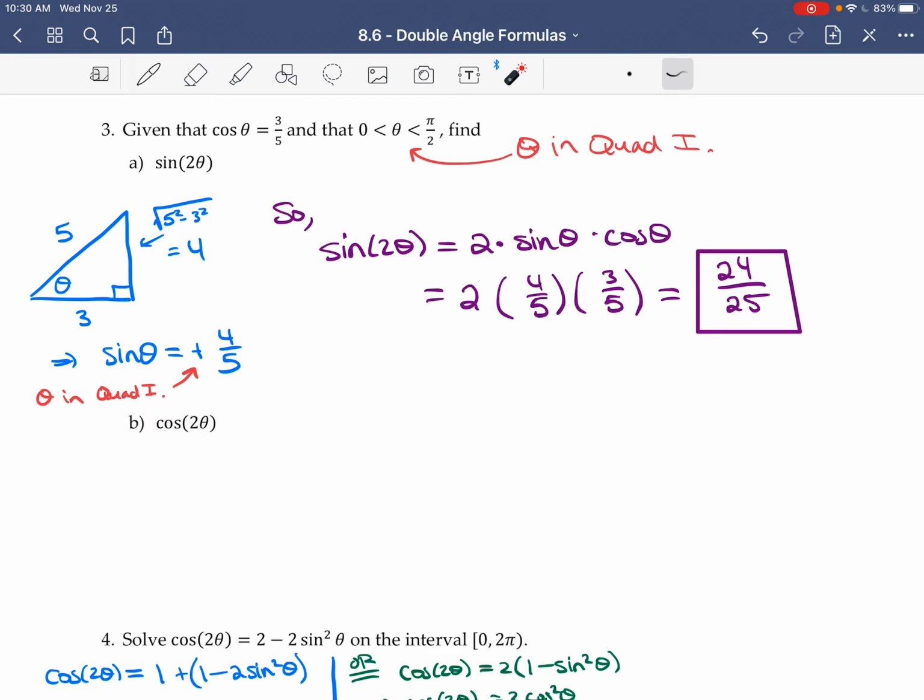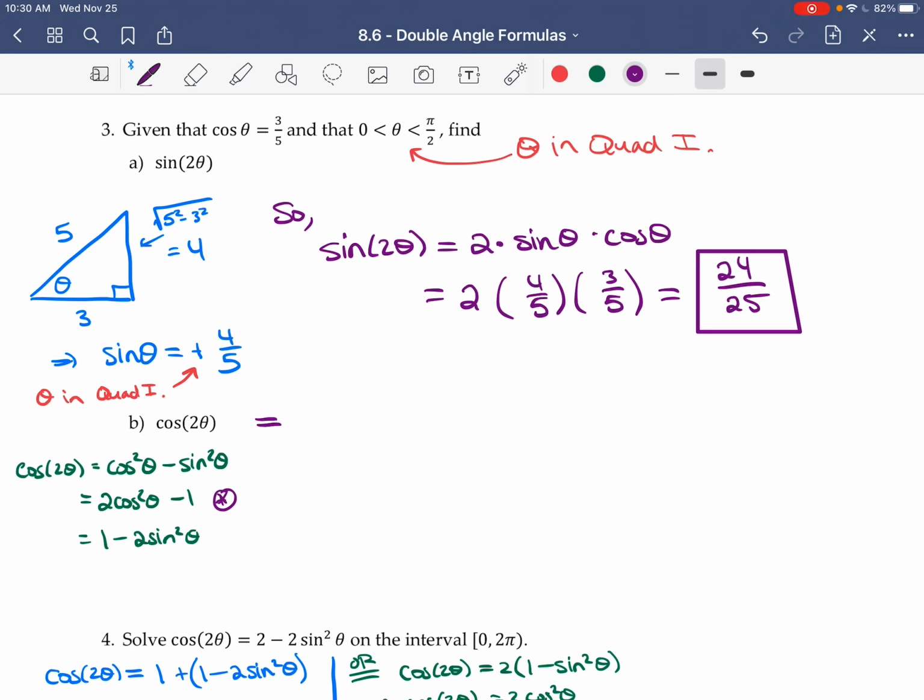I mean, you can, because remember there are so many different ways to write cos of 2 theta. Cos of 2 theta is cos squared theta minus sine squared theta, or it's 2 cos squared theta minus 1, or it's 1 minus 2 sine squared theta. So you can actually use any of these to answer because we know sine and cos already. If we hadn't done part A, then you would definitely want to use this one because it's going to save you some work because you don't actually need sine theta.